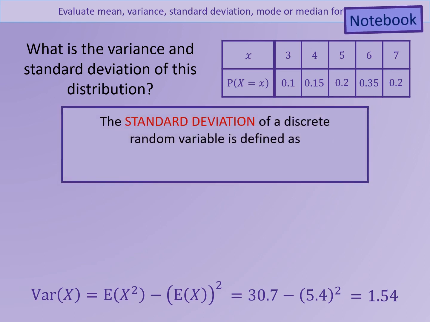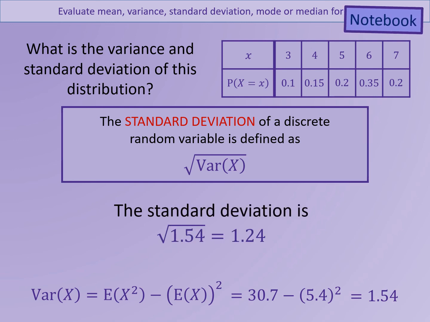So the standard deviation is defined as the square root of the variance. So now that we have the variance 1.54, we can square root that, giving us a standard deviation of 1.24.